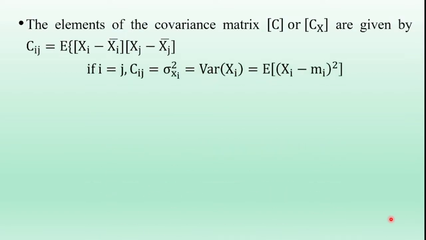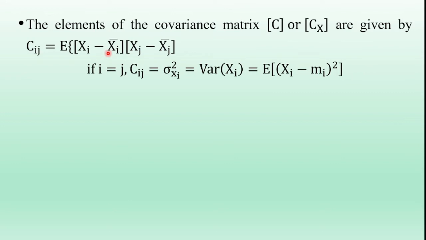So we know the definition of the covariance matrix, where xi and xj are the two random variables, for i equal to j equal to 1, 2, 3 and so on up to capital N. The elements of the covariance matrix are given by C suffix ij, or covariance of xi comma xj, equal to the expectation of xi minus xi bar into xj minus xj bar, where xi bar is the mean value of the random variable xi and xj bar is the mean value of the random variable xj.